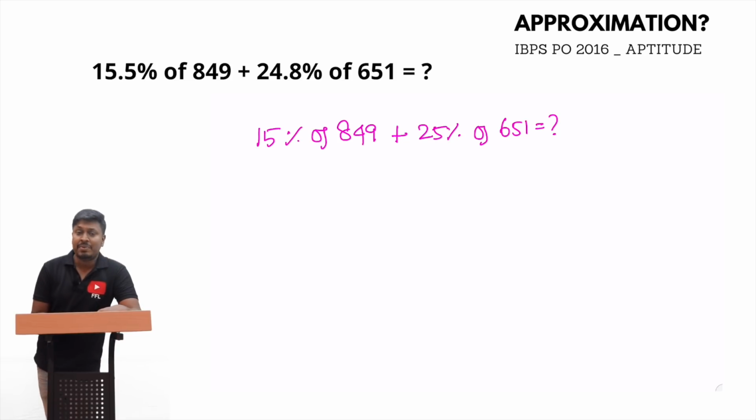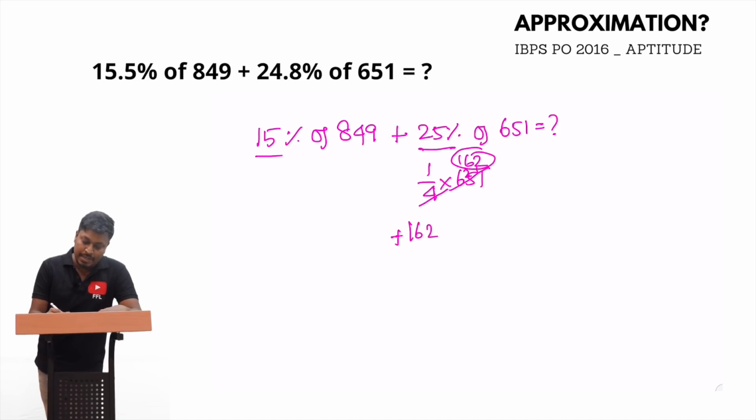So now I think you can cancel it by 4, right? Because 25 percentage will be 1 by 4. So 1 by 4 into 651. So 1 4s are 4, 6 4s are 24, 1. So 4 2s are 8. So around 162 something here.